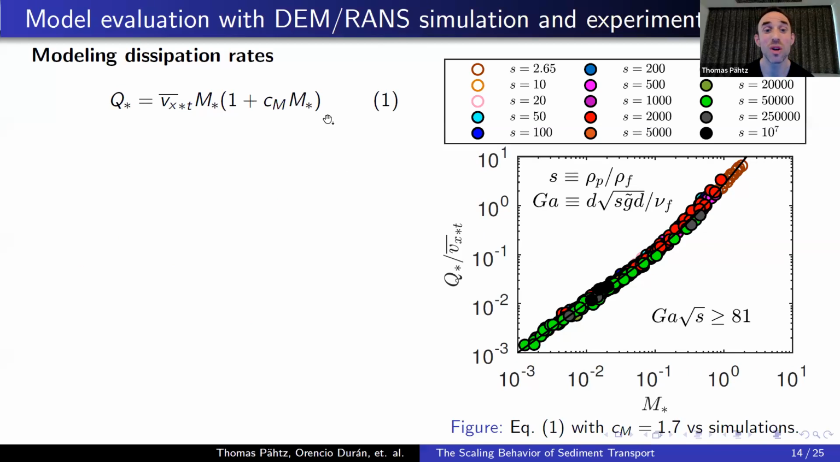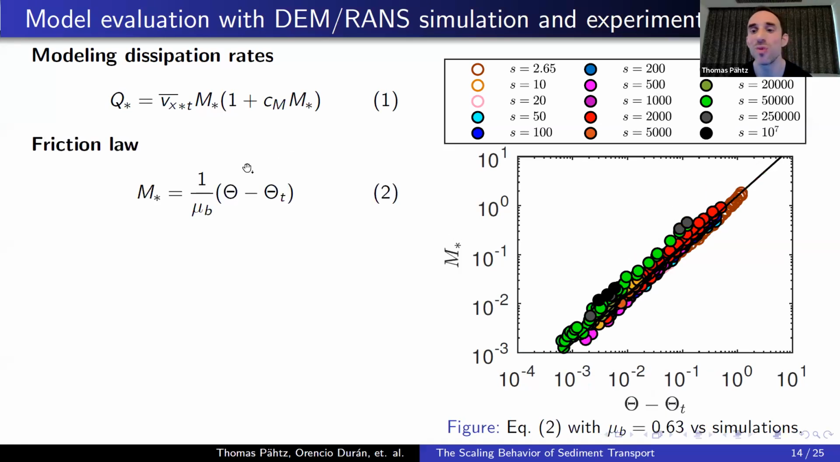So now, in order to have an expression for Q star, we need expressions for the two unknowns, m star and Vx, the velocity at the threshold. And here I will not show you the derivation, I will just explain it with words. So the m star is basically the mass, or the number of transported particles, above the bed surface. So in a sense, this is the weight of the particles above the bed surface.